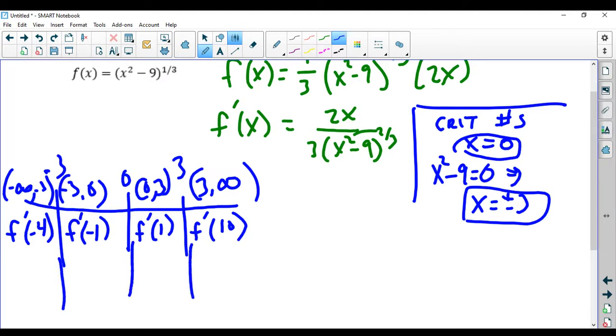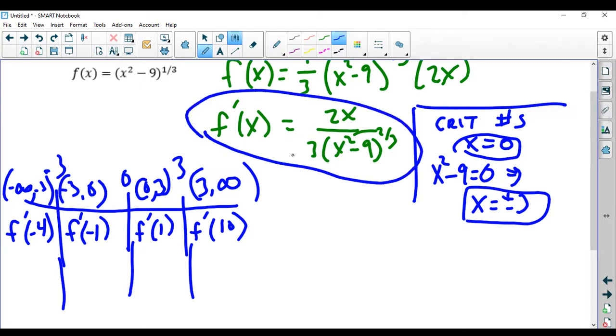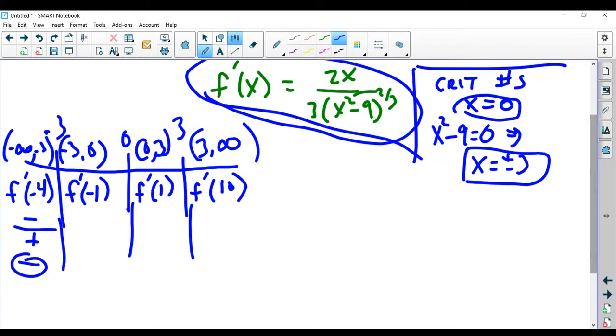So our derivative, you plug -4 into that, you will get a negative on the top, and -4 squared minus 9 is positive on the bottom, so you'll get a positive on the bottom, which gives us a negative, which means we are decreasing on this interval.